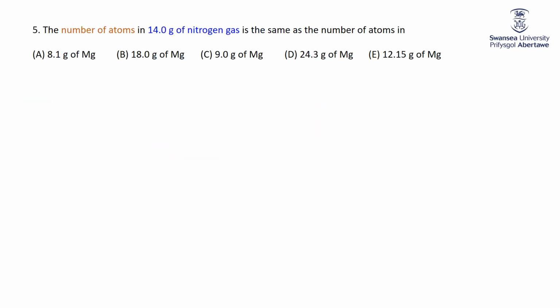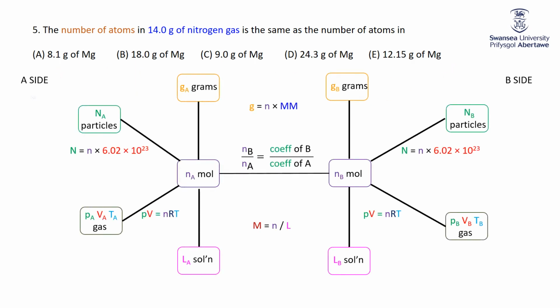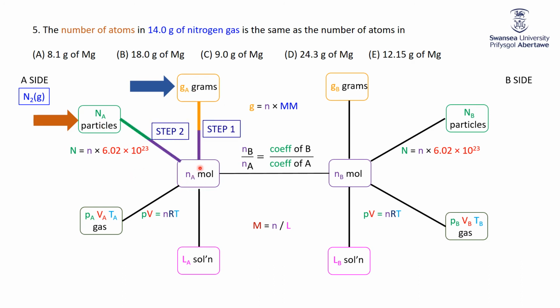Question 5, number of atoms in 14 grams of nitrogen gas is the same as the number of atoms in all of these different masses of magnesium. Well, that's our roadmap here. We're given the mass of N2, and we're effectively asked for something particulate, something submicroscopic, the number of atoms. So therefore, the first thing we've got to do is get down to this stage. So step 1, grams to moles. Step 2, moles to particles.